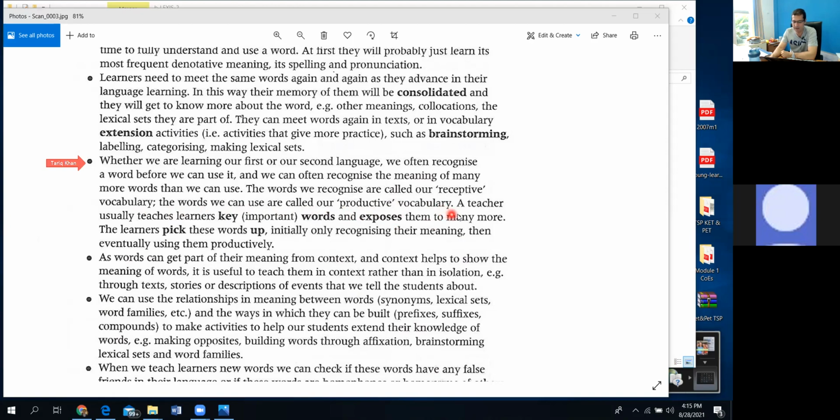First of all, let me finish the para. A teacher usually teaches learners key important words and exposes them to many more. The learners pick these words up initially, only recognizing their meaning, then eventually using them productively. Now, receptive vocabulary. Receptive vocabulary means we can understand what the meaning of these words are. That is the receptive. It means we have received it. We can understand it. Productive vocabulary, when we can use that word in different ways. That is called productive vocabulary.